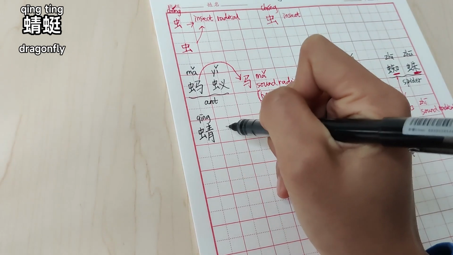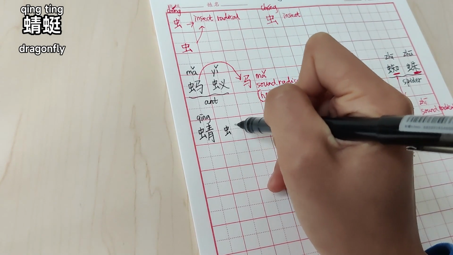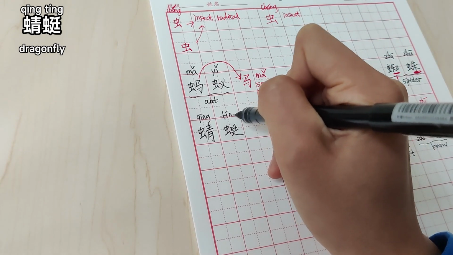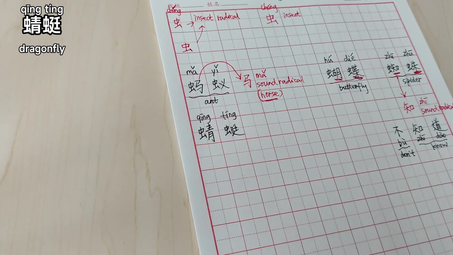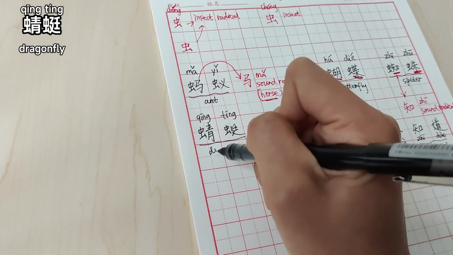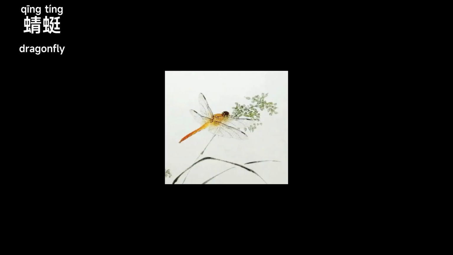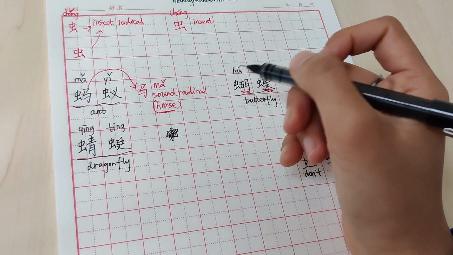蜻蜓, which means the dragonfly. In Chinese culture, dragonfly is a symbol of brave, toughness, and luck, because dragonfly can fly in a very strong wind, just like somebody lived through the difficulties. Moving on to the next insect.